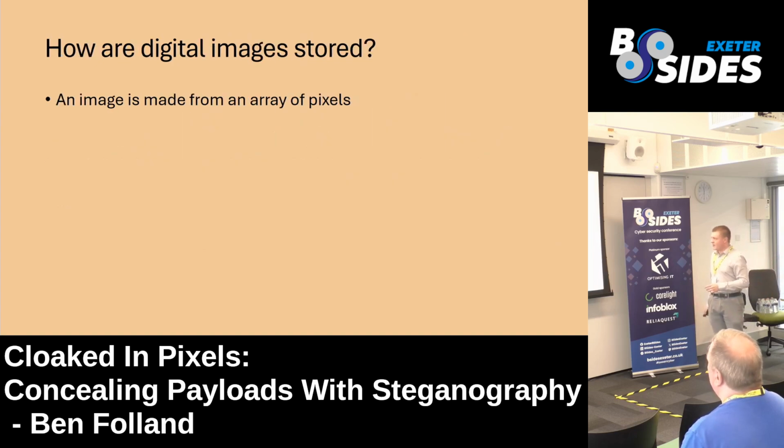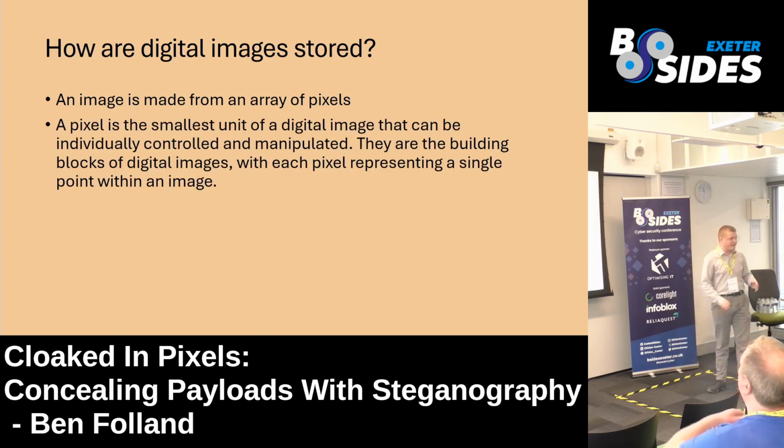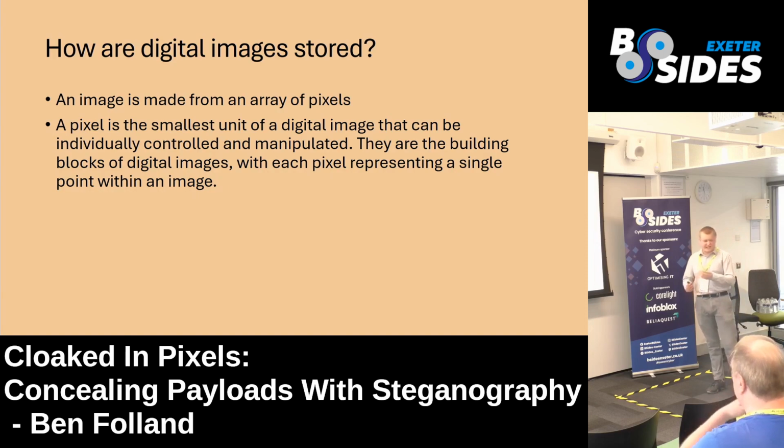So, we can take a step back. I'm going to ask the question, how are digital images stored? And I'm going to generalize here, and I'm going to say they're made from an array of pixels. This begs the question, what is a pixel? How do you define a pixel? A pixel is the smallest unit of a digital image that can be individually controlled or manipulated. And when I say individually controlled and manipulated, I mean, can we change the color of it?